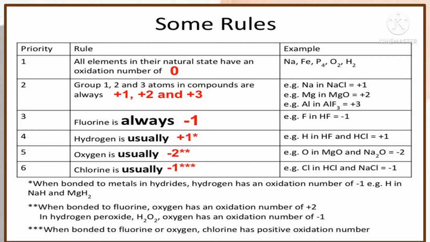For the other halogens like chlorine, bromine, and iodine, the usual oxidation number is -1, except when they are combined with oxygen or fluorine. In the compound sodium chloride, the oxidation number of chlorine is -1. In the compound hypochlorous acid, the oxidation number of chlorine is +1. And in the compound perchloric acid, the oxidation number of chlorine is +7. However, the sum of the oxidation numbers in a neutral compound is equal to 0.